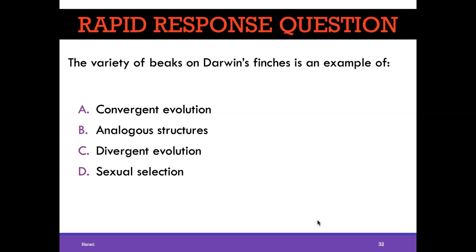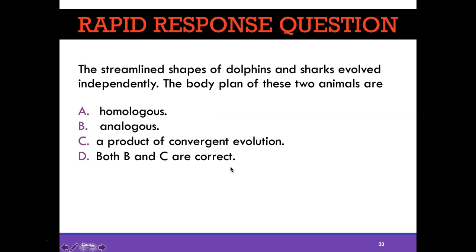So the variety of beaks on Darwin's finch is an example of what? The answer is C, divergent evolution. All of those finches shared a common ancestor. But over time, depending on the environmental conditions on each island, different types of beaks were favored. So they all have a common ancestor, but they diverged differently based on different environmental conditions. But they all share a common ancestor. So the beaks would be considered homologous structures that resulted from divergent evolution.